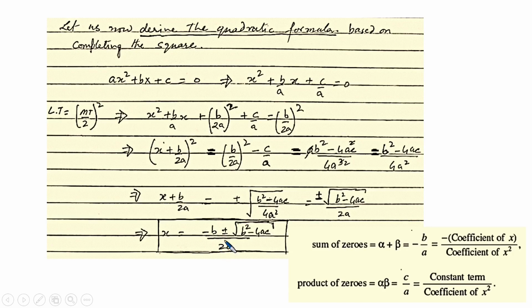Say I call it m and this one as n. So (m plus n) into (m minus n) is m square minus n square. So what is m square? That is b square by 4a square. And if I square it, this square root will go. So I will have b square by 4a square.